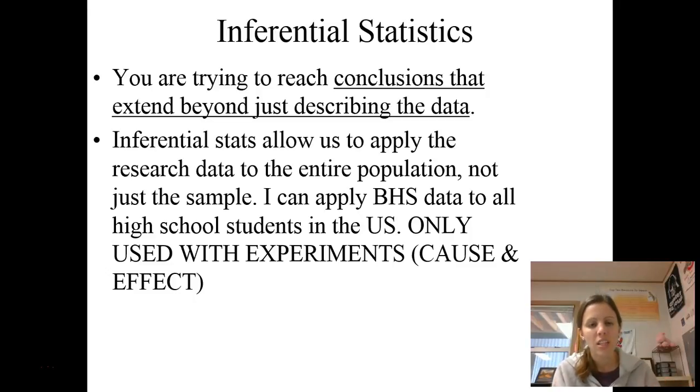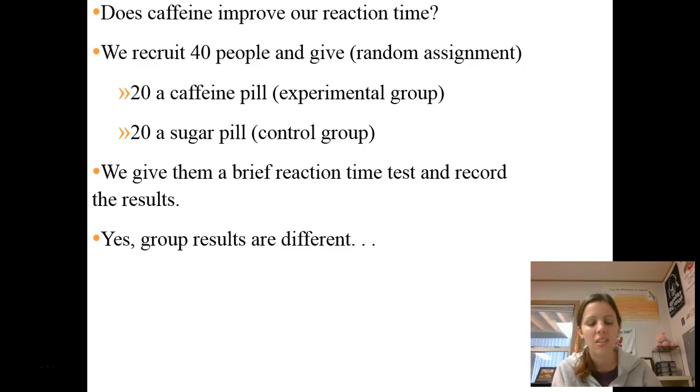And there are certain things that I need to make sure it meets in order to do that. And the one thing it needs to meet is this thing called statistical significance. And so this is the example that I want to use to show you what statistical significance is. So let's say at Bethel we do a study on caffeine and if it improves our reaction time. So we get 40 people for the study, and then we give 20 the caffeine pill, 20 the placebo, and then we do the reaction test and we determine, yes, the people with the caffeine, they definitely have quicker reaction time.